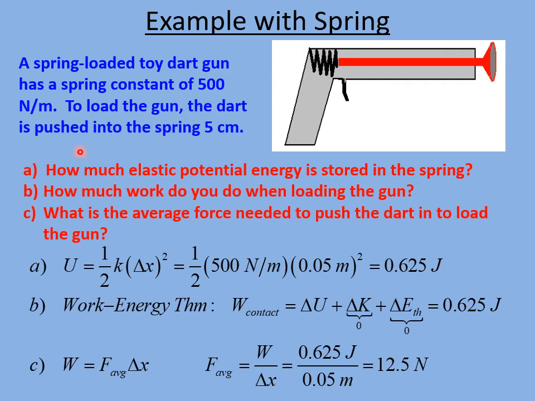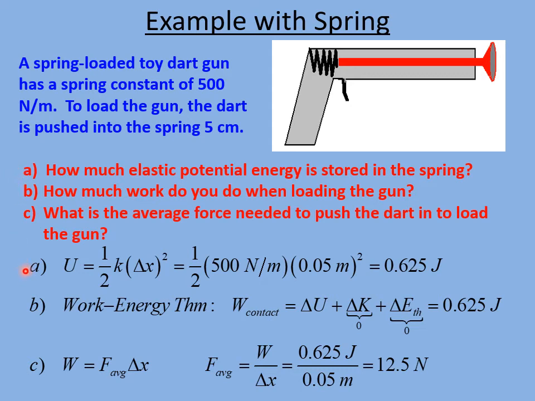To load the gun, the dart is pushed into the spring 5 centimeters. All right, so we push this dart in here, it compresses the spring, and a little latch holds it there, and then when you pull the trigger, it releases the spring, which pushes the dart out of the gun. So question A, how much elastic potential energy is stored in the spring? So let's answer that first.